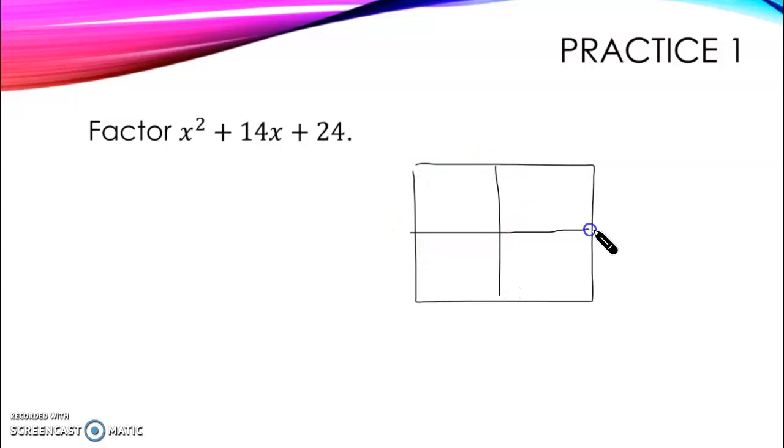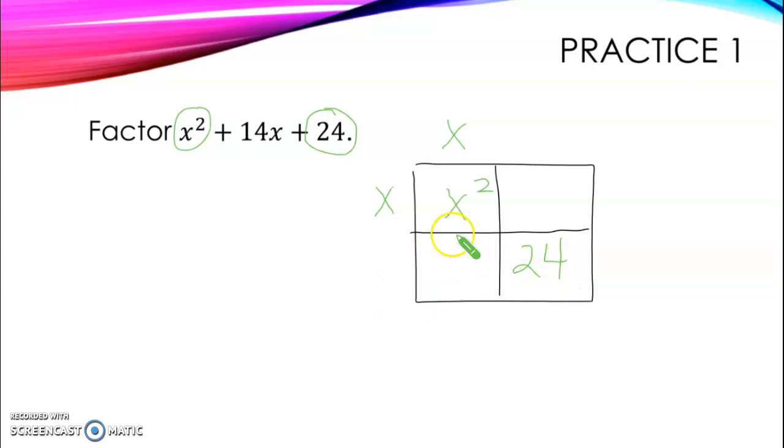And we want to think about what can we already put in the box? What do we already know? Well, in the top left of the box, we can put our x squared. And in the bottom right, we can put this 24. And we also know that x times x is going to give me x squared.